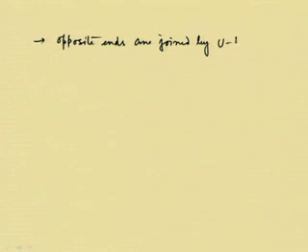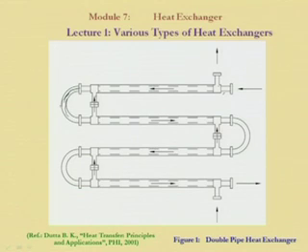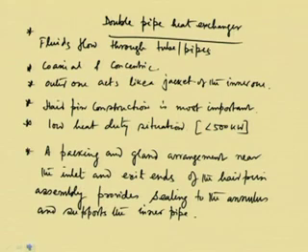Also, opposite ends are joined by U bends. You can see that this portion is the U bend, and it is separately joined here. So this is the tube, this is another tube, and the U bend is joined with a flange arrangement. U bends are joined with flange arrangements. That is actually an easy construction for the tubes.